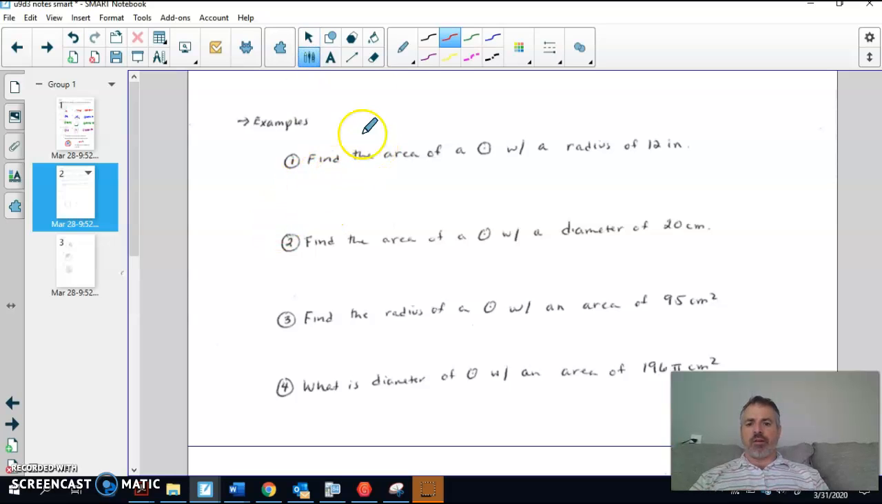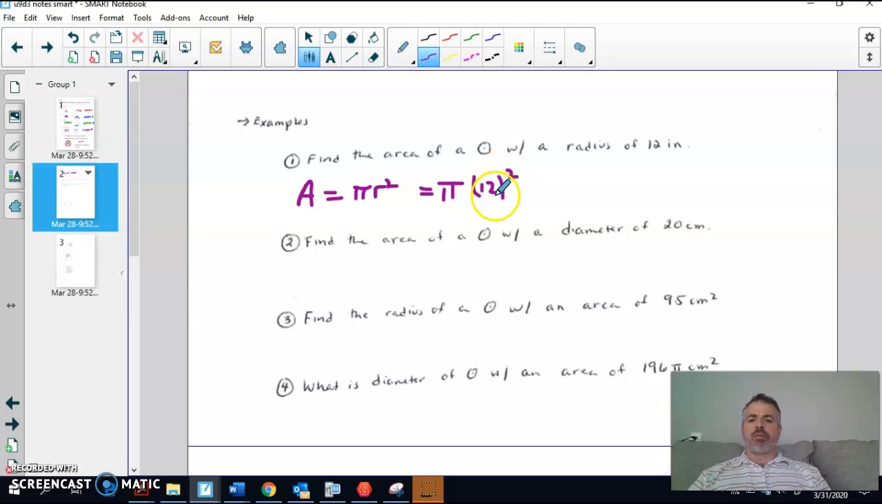They give me the radius, which makes it pretty easy. So area is equal to pi r squared. So again, I just substitute in that 12, and then square it. So the only math really to do here is to square this 12 at the start. You have to do exponents first, and that's 144. So that's 144 pi.